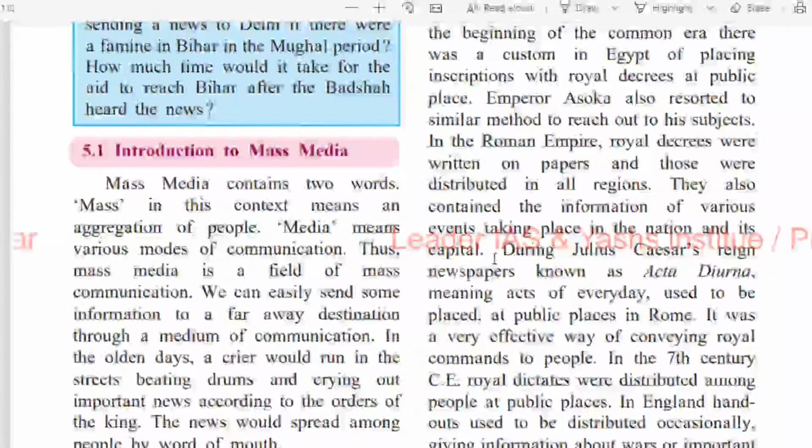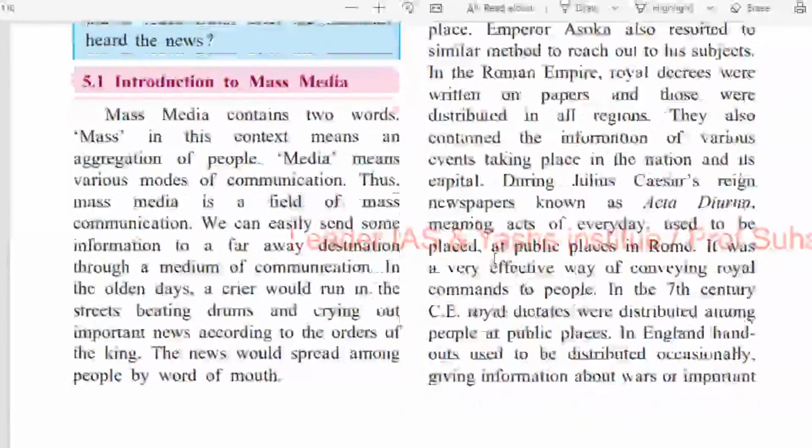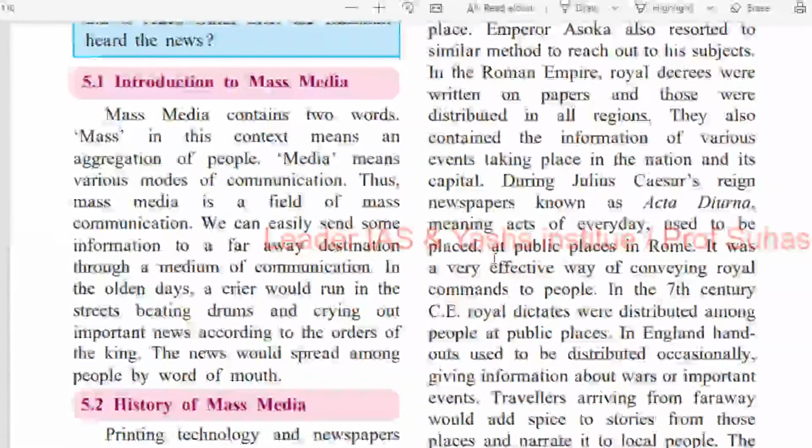In the olden days, a crier would run in the streets, beating drums and crying out important news according to the orders of the king. News would spread among the people by the word of mouth.